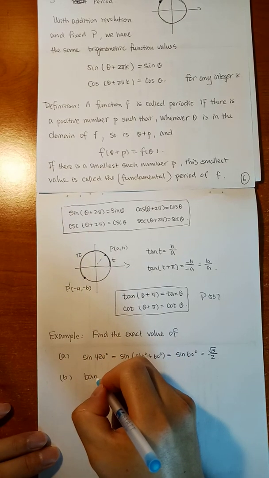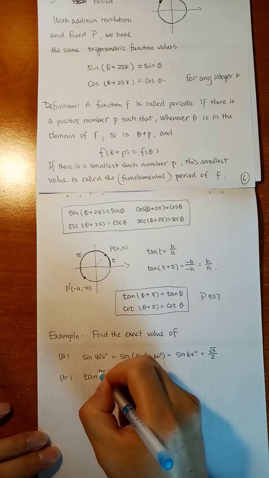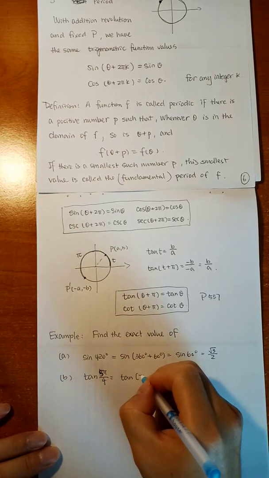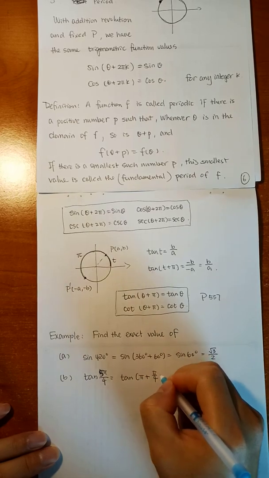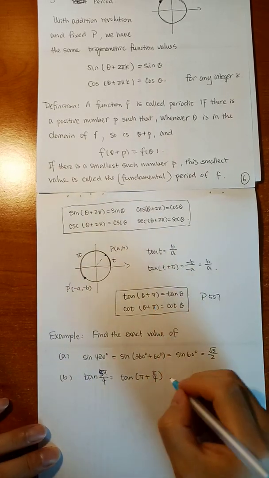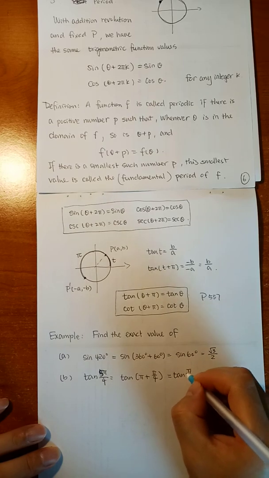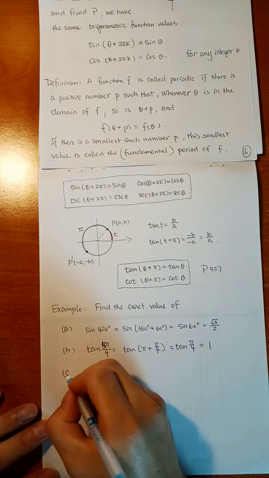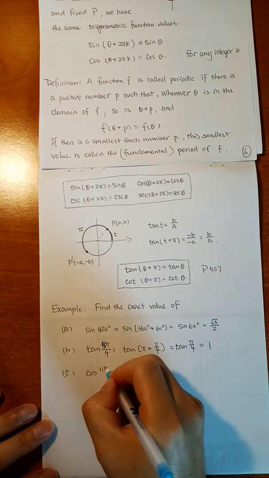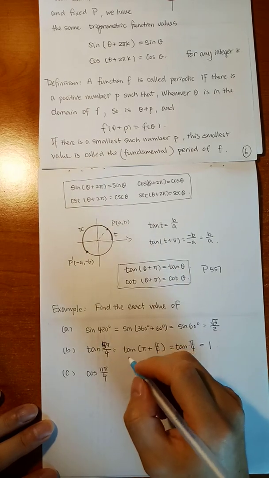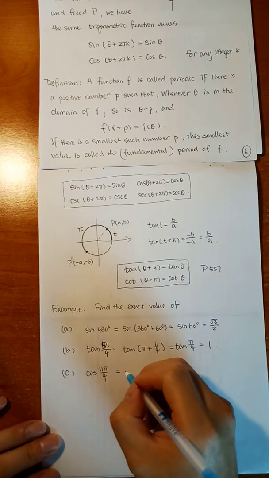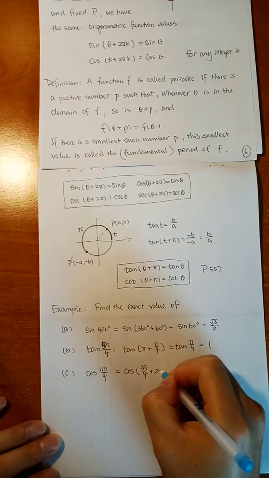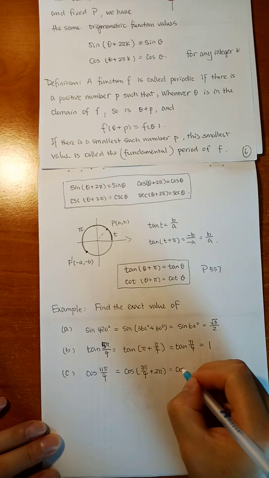Okay, and b, tangent 5 pi over 4. Tangent of 5 pi over 4 is tangent of pi plus pi over 4. Pi is a period, so it's tangent of pi over 4. Tangent of pi over 4 is 1. Okay, and cosine 11 pi over 4. Cosine 11 pi over 4 is cosine of 3 pi over 4 plus 2 pi. So it's equal to cosine 3 pi over 4.